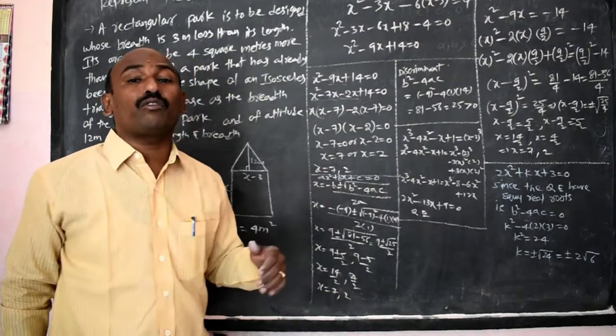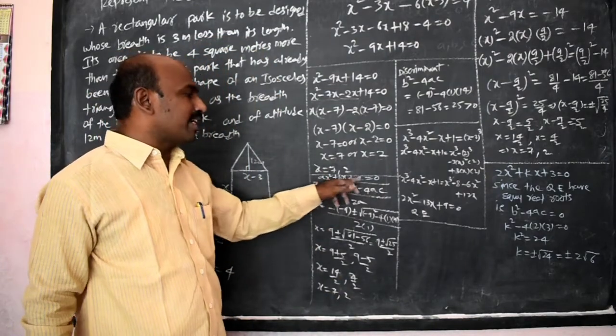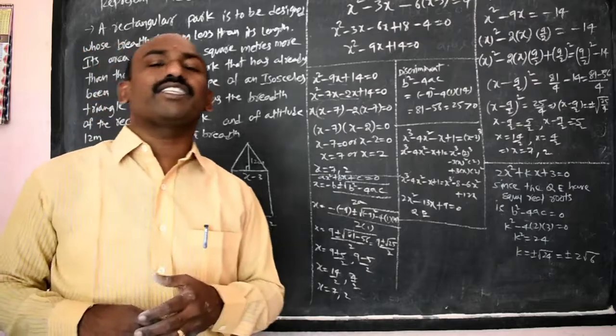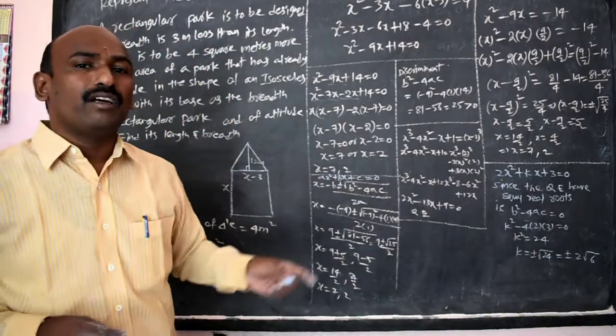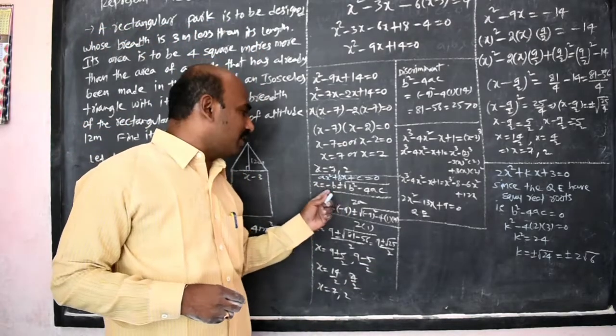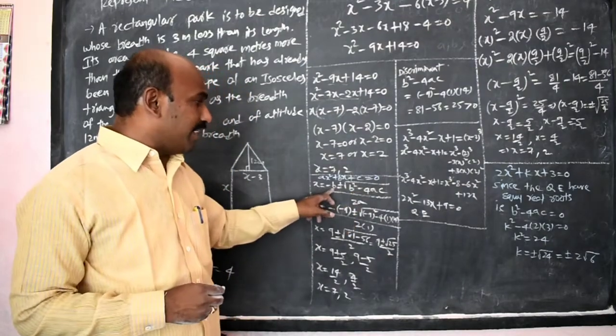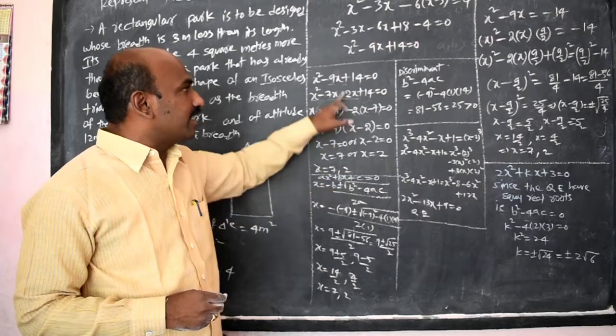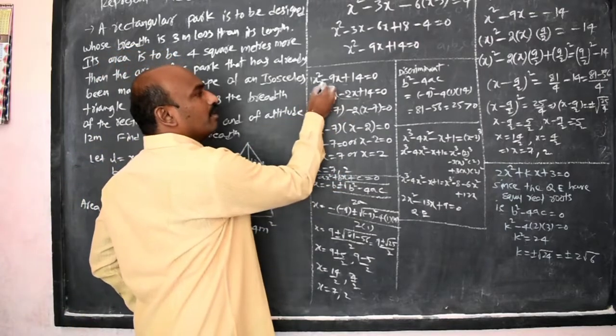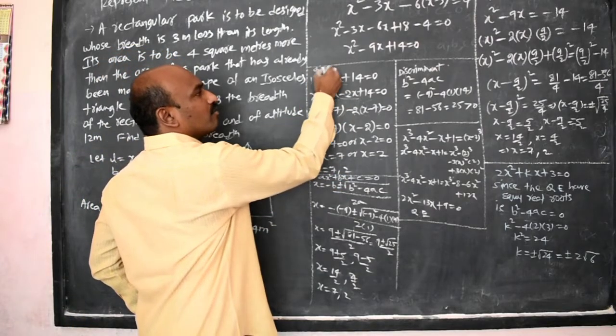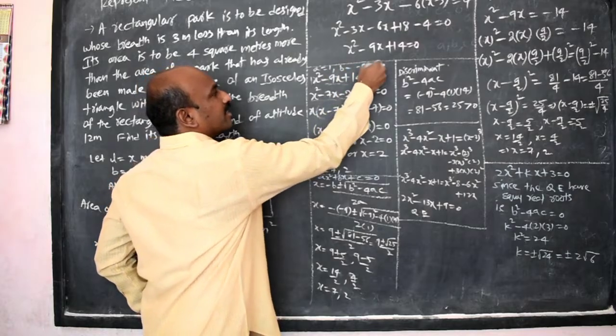Same thing if you go with the quadratic formula: ax square plus bx plus c is the general form of the quadratic equation. What is the formula? For finding the roots, x equals minus b plus or minus root b square minus 4ac, by 2a. Here we compare: a value is 1, b value is minus 9, c value is 14.